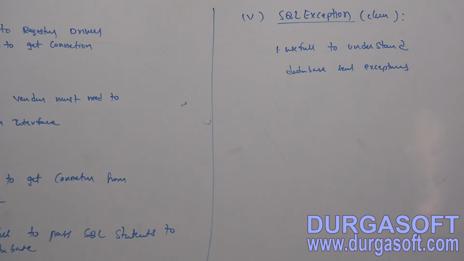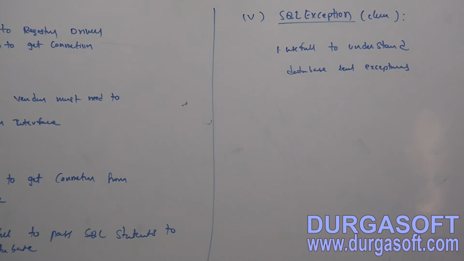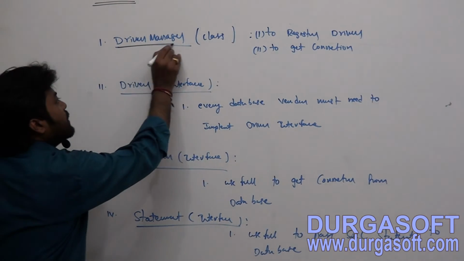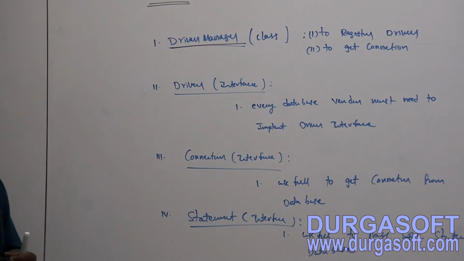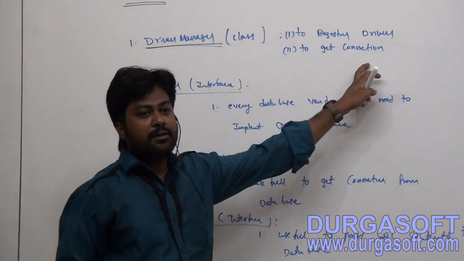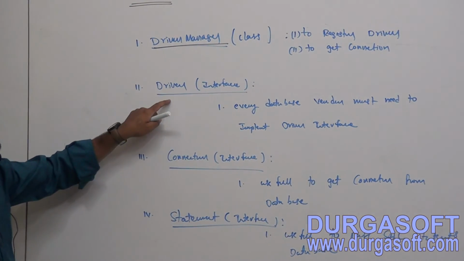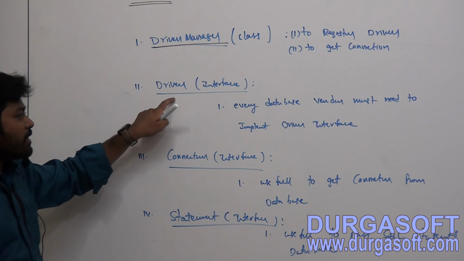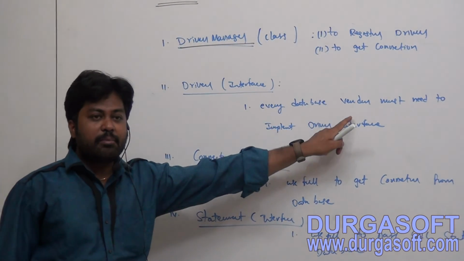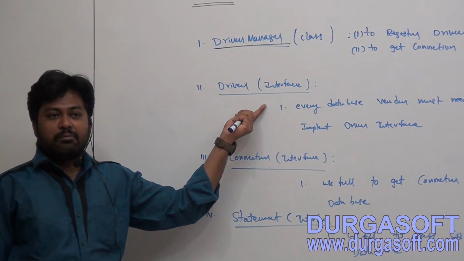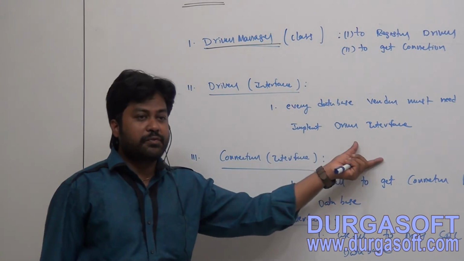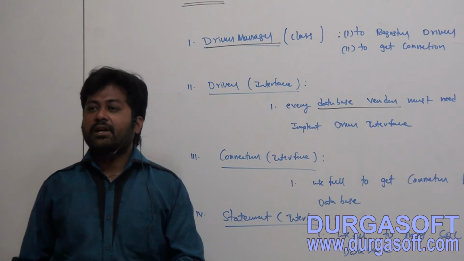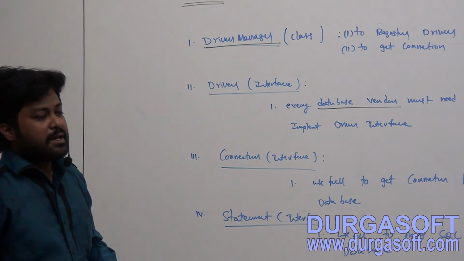So these are the main important classes we are going to use for our JDBC applications. DriverManager is useful to register the driver and to get the connection. The Driver class is an interface, and for this Driver interface every database vendor needs to provide implementations. Directly the Driver is not useful, but Driver interface implementations are useful. Who will provide these implementations? Your database vendors.